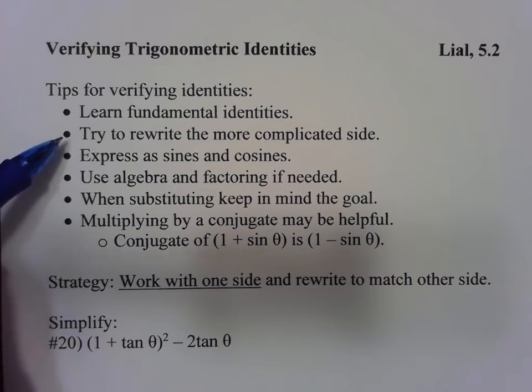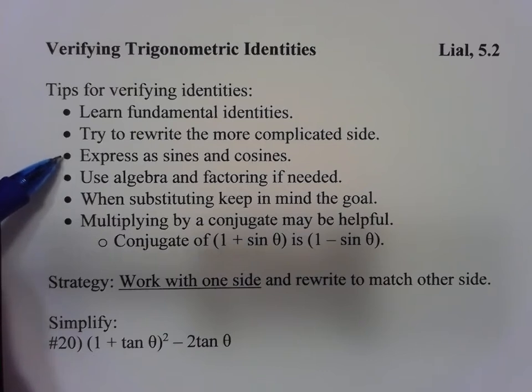Another good tip is to try to rewrite the more complicated side. This time we're going to work up to it, but we're going to be working with an equation, which means we're going to have a left side and a right side, and we're going to try to prove that they're equal to each other. So sometimes it's easier to start with the more complicated side.